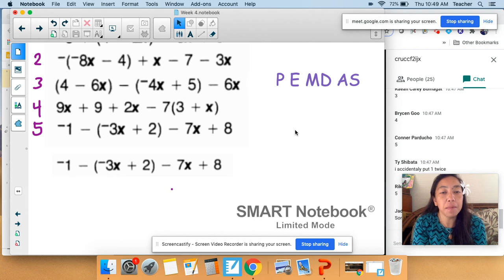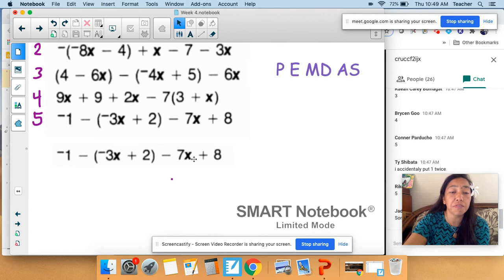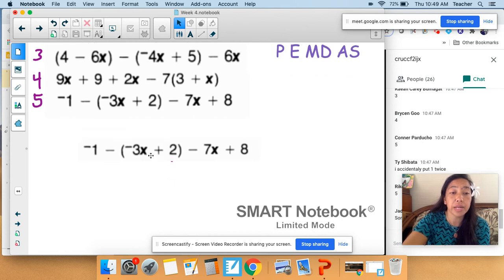Right. So last night's homework, you were combining like terms and distributing using the distributive property to combine your like terms. Here's a couple of problems that I screenshotted from your worksheet, and we are going to go over number 5, which I copied again right here.